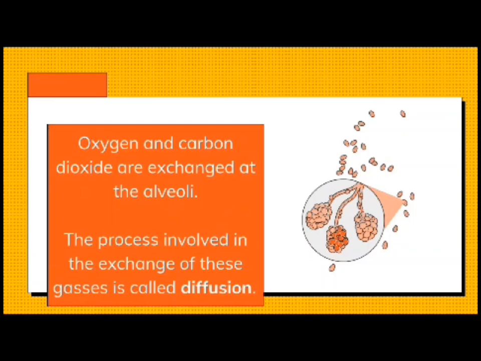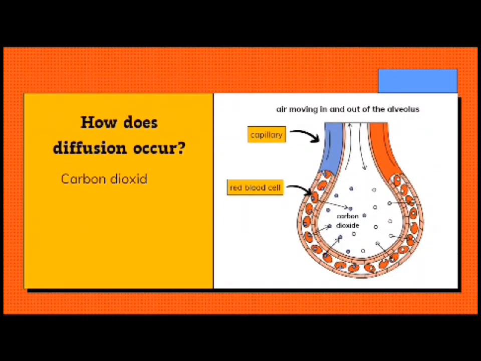Then oxygen and carbon dioxide are exchanged at the alveoli. The process involved in the exchange of those gases is called diffusion. That is the place where gas exchange takes place, in the alveoli. They are small sacs. The alveoli are like sacs, as you see on the finger. Then, how does diffusion occur? Let's see how diffusion occurs.